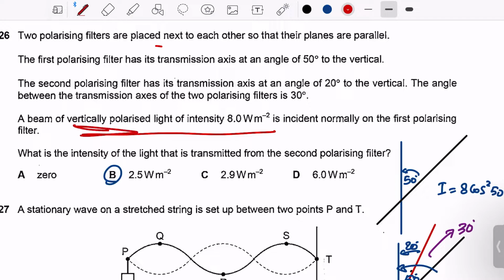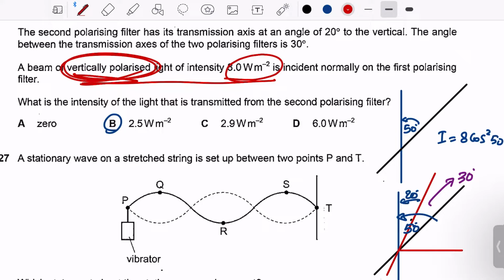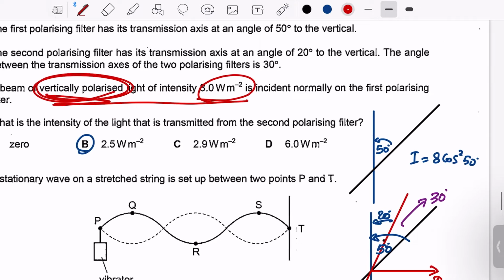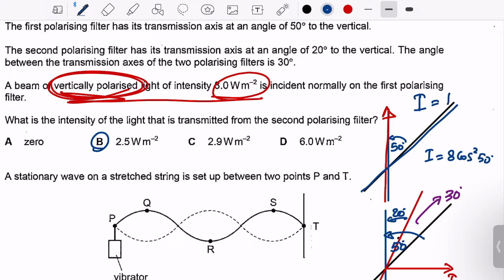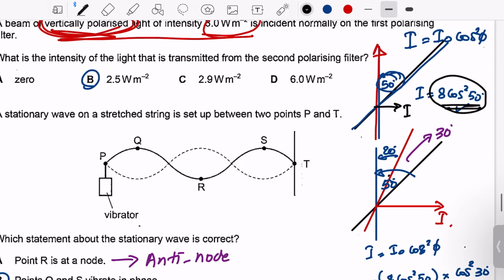A beam of vertically polarized, already polarized light, 8 watt per square meter, is incident normally on the first polarizing filter. Then they ask how much is the intensity coming out. So first polarizer, let's think about it. The polarizing direction is vertical and the polarizing filter is at 50 degrees. So by Malus's law, we know I equals I naught cos squared phi. So the angle is 50. I found the intensity emerging as 8 cos squared 50. I don't want to find the number, I am going to use this.